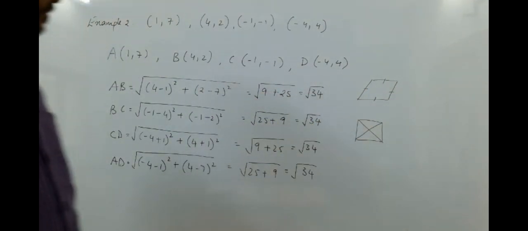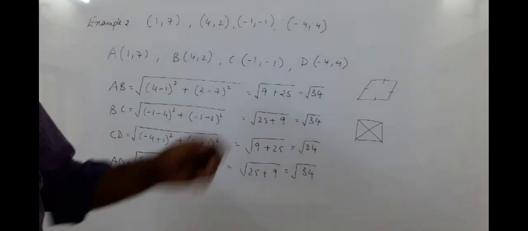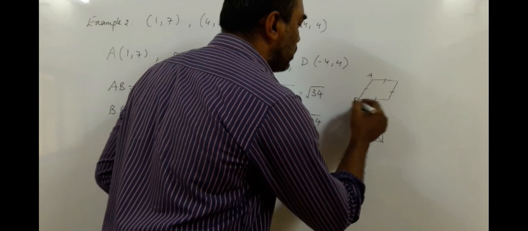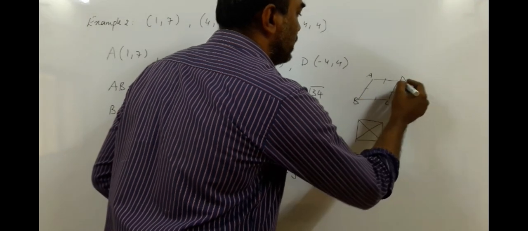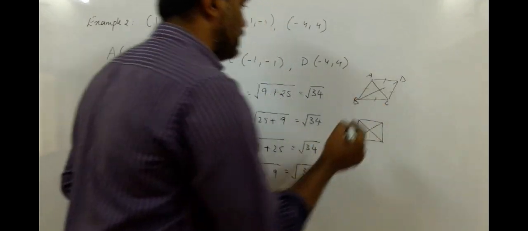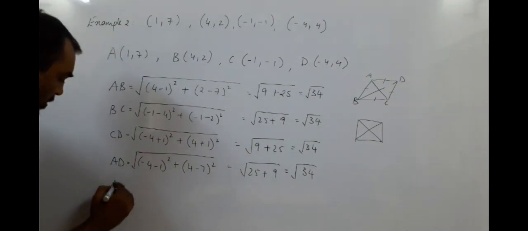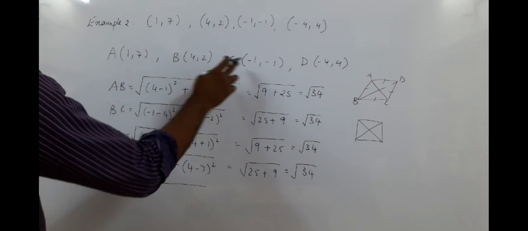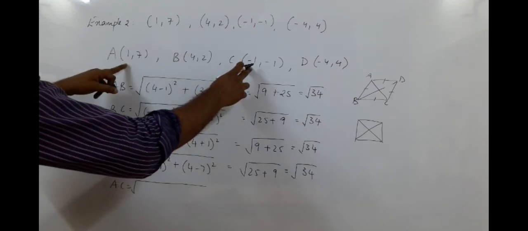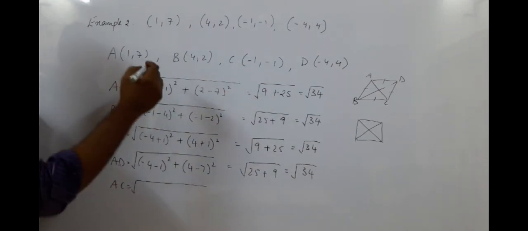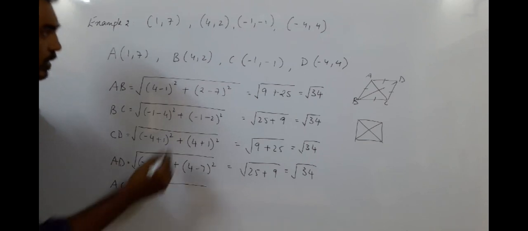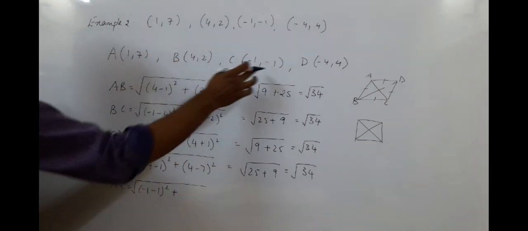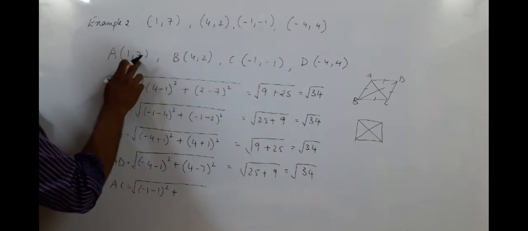Now is it a square? For the square we have to see if the diagonals are equal. So we have got AB equal to BC, CD. Now let us check AC and BD. So still we go for the diagonals now. AC, A and C. So AC will be minus 1, minus 1, plus minus 1, minus 7.